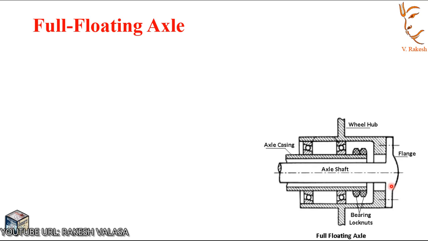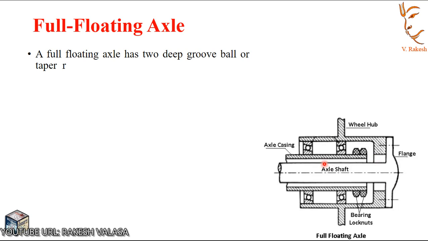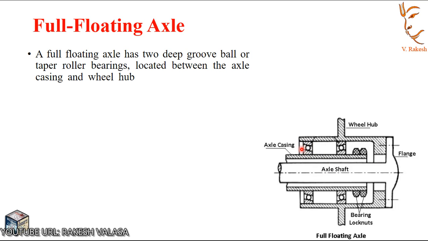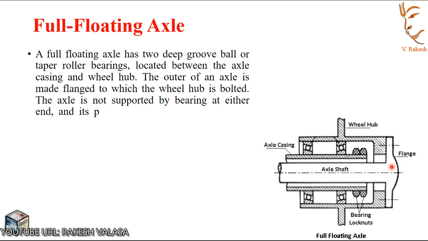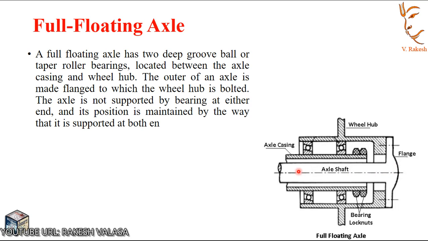Full floating axle. A full floating axle has two deep groove ball or taper roller bearings located between the axle casing and wheel hub. The outer end of the axle is made flanged, to which the wheel hub is bolted. The axle is not supported by bearing at either end, and its position is maintained by the weight that it is supported at both ends.